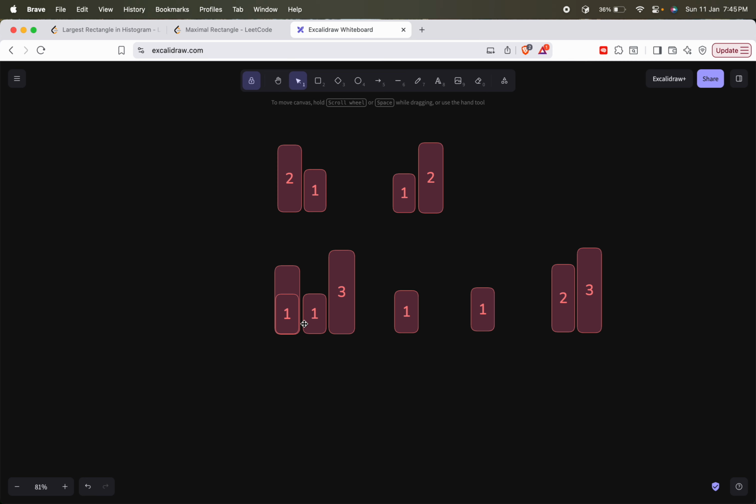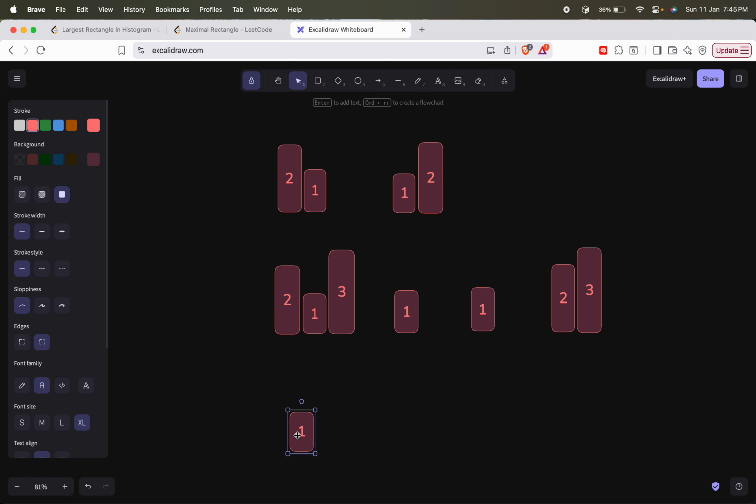Okay, so let's look at this example. Now let's assume that we only have 3 elements. Let's say this is the histogram which we have been given, it contains only 3 bars. Let's try to calculate its area now.